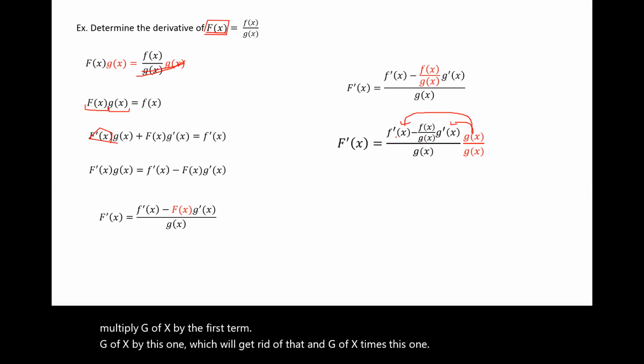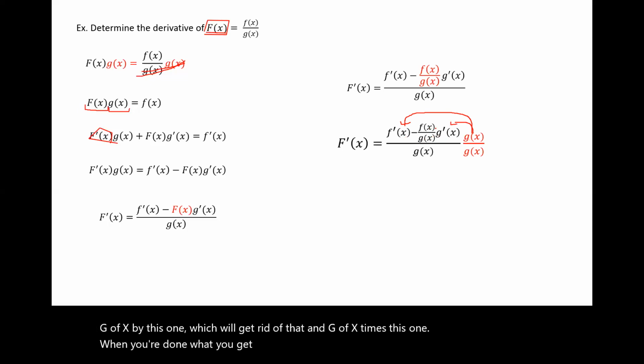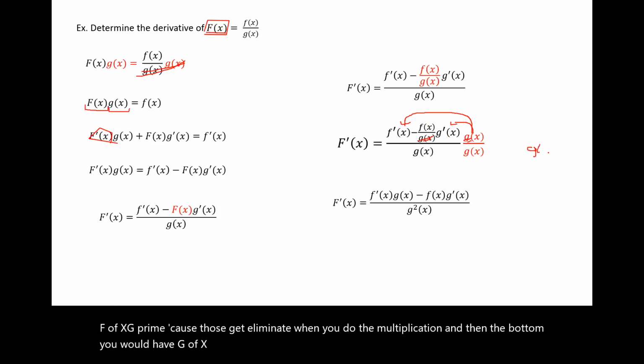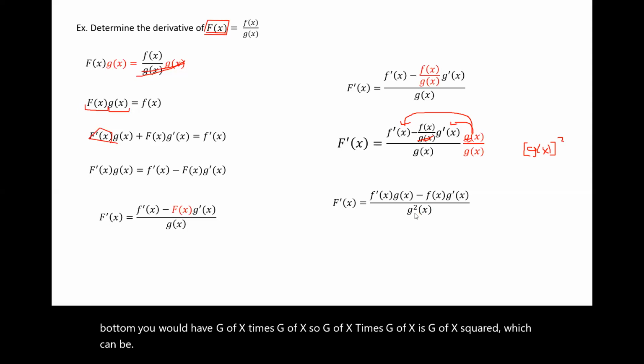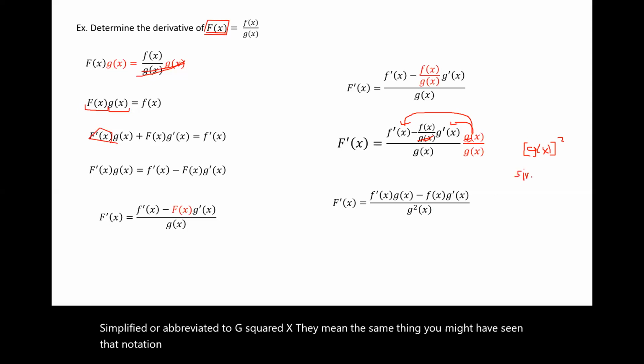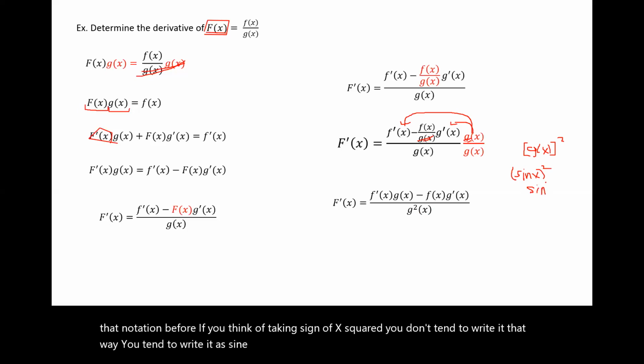When you're done, what you get is f prime g, minus f of x g prime, because those get eliminated when you do the multiplication. And in the bottom, you would have g of x times g of x. So g of x times g of x is g of x squared, which can be abbreviated to g squared x. They mean the same thing. You might have seen that notation before if you think of taking sine of x squared. You don't tend to write it that way. You tend to write it as sine squared x. So it's the same thing.